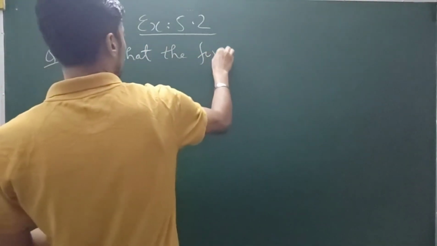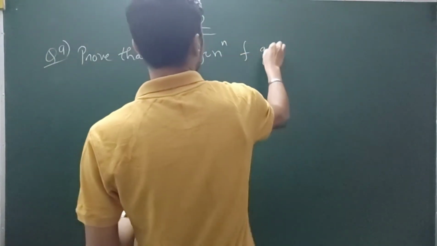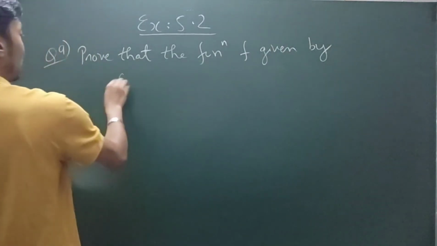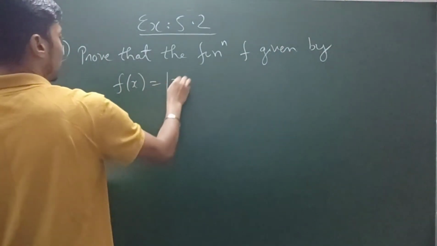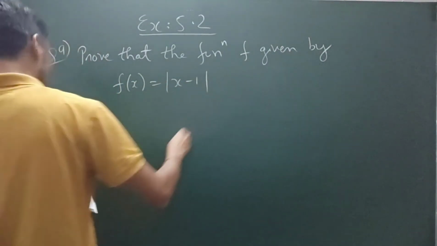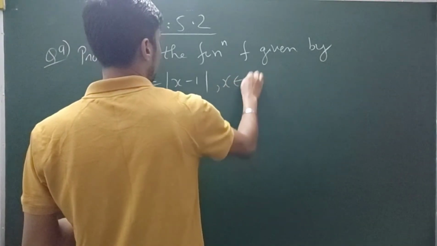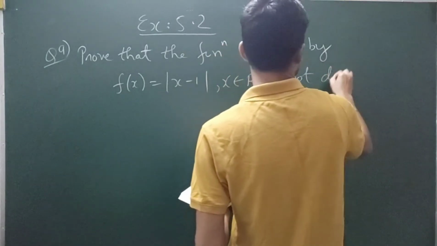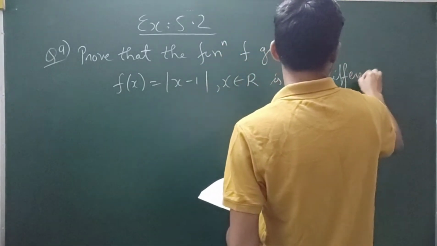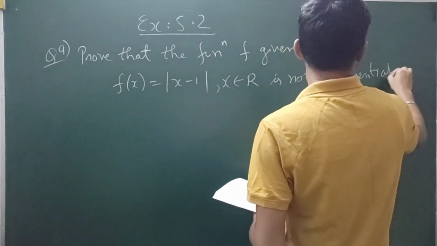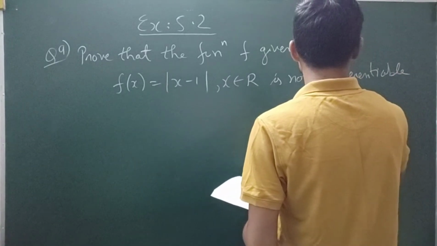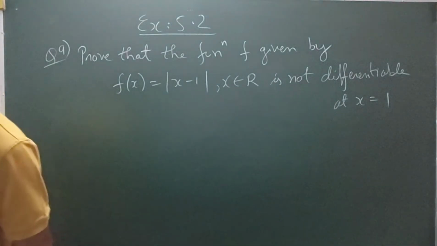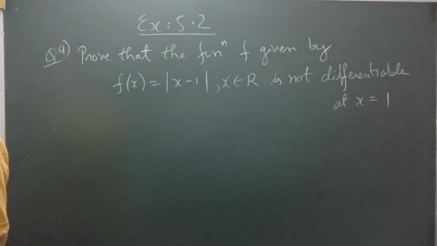Prove that the function f given by f of x is equal to mod of x minus 1, such that of course x belongs to the set of real numbers, is not differentiable at x equal to 1. So you're supposed to prove that this is not differentiable at x equal to 1.